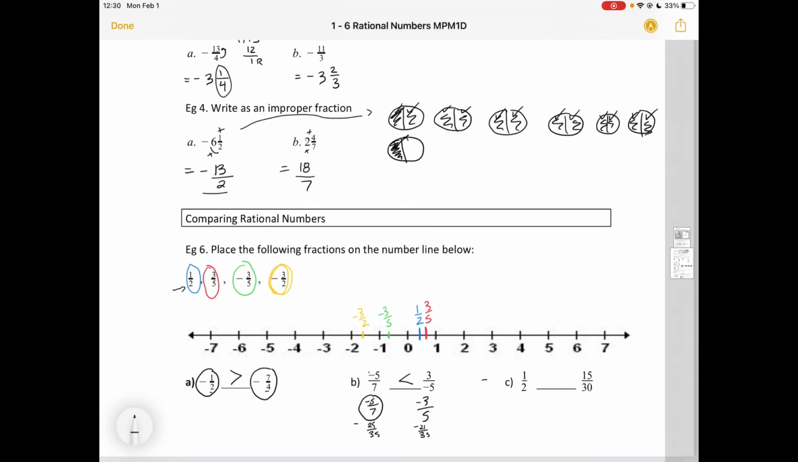The last one that we have is a bit of a trick question. I want to get them to the same common denominator, just like I did in example B. But here I can reduce this one to be equal to 1/2. So that means that I actually have equivalent fractions.